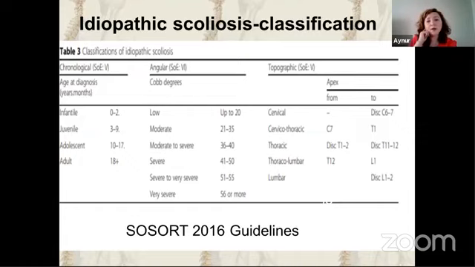We also classify idiopathic scoliosis according to the apex. If the apex is from C1 to disc C6-7, we call this cervical scoliosis. If the apex is between C7 and T1, we call it cervicothoracic. If it is between disc T1-2 and disc T11-12, it is thoracic. If the apex is between T12 and L1, it is thoracolumbar. If it is between disc L1-2 and L4, it is lumbar.